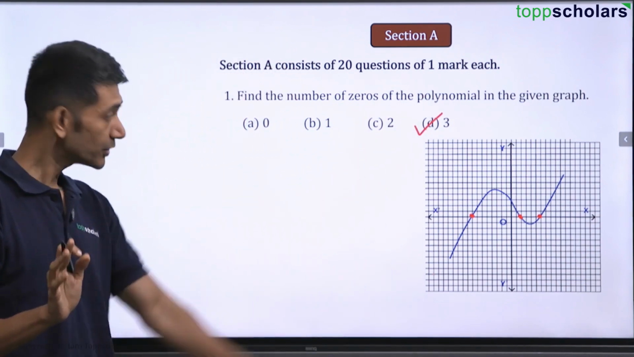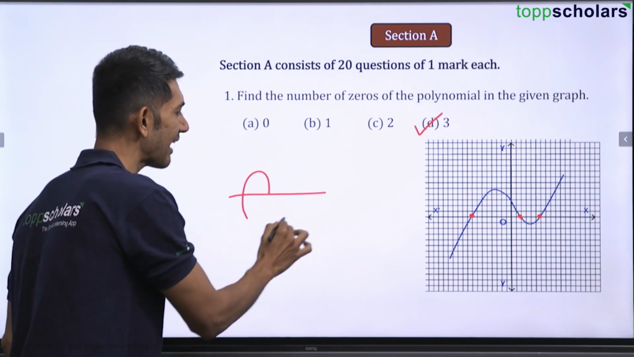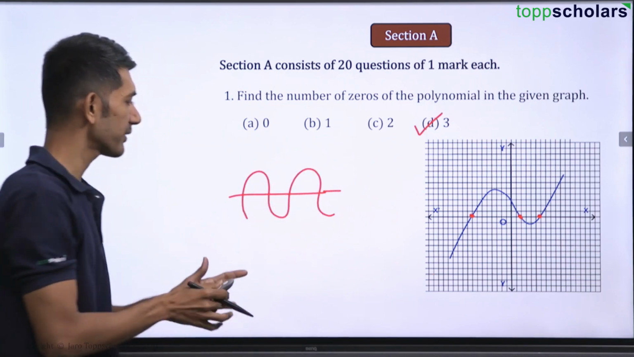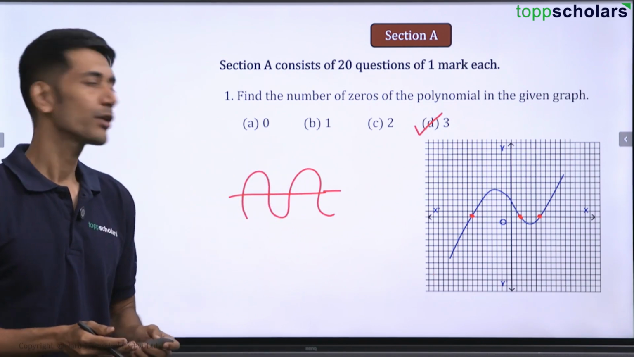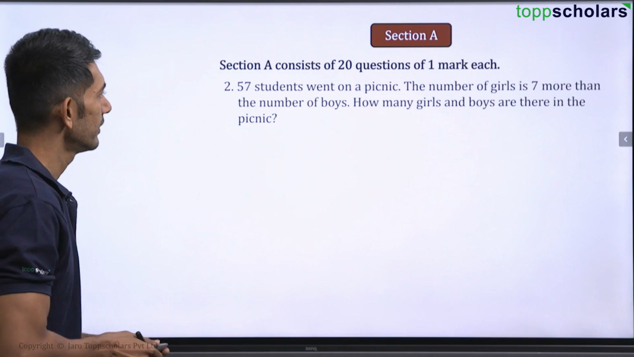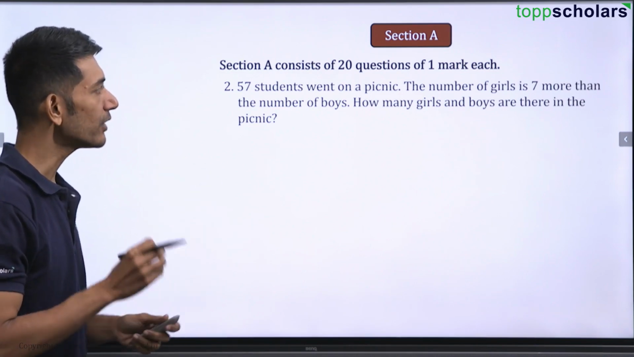Easy, simple question. You can expect such type of question. All you need to say is the graph intersects the x-axis in how many points. If they give you a graph like this, 1, 2, 3, 4, the answer is 4. Simple. Okay. Now, the next question says 57 students went on a picnic.